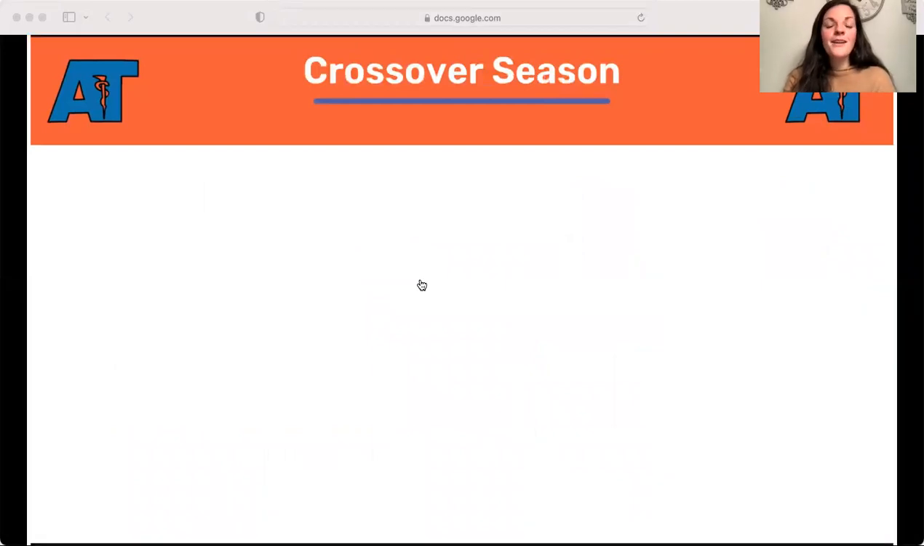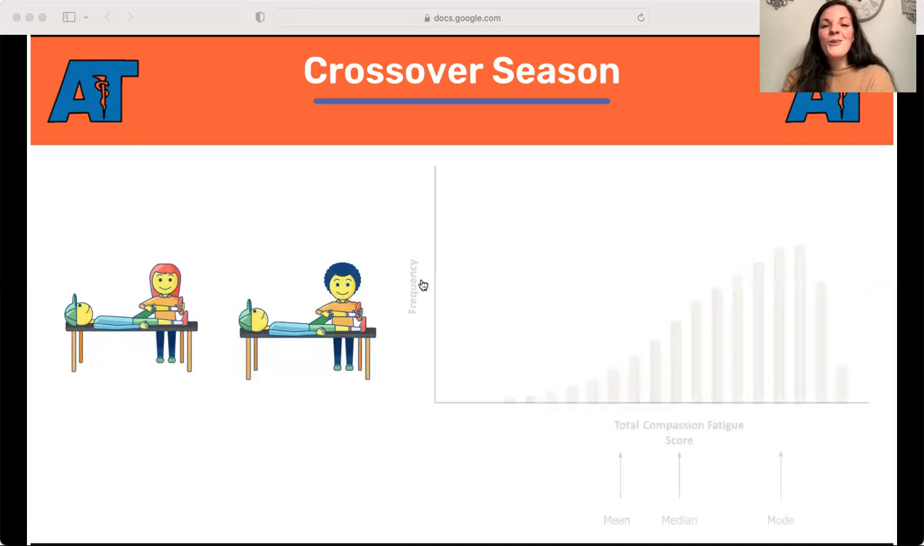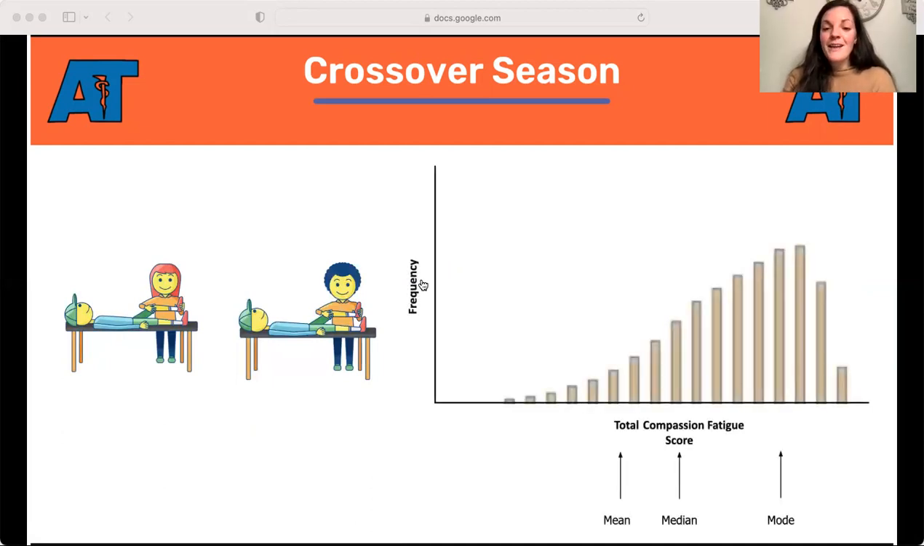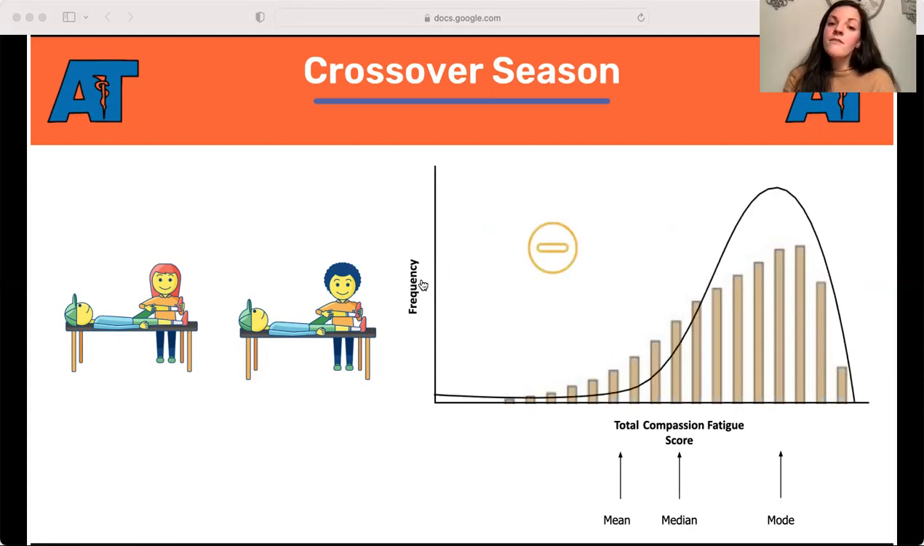However, let's run this again later on in the year when things get a little bit more hectic. So we're going to go ahead and run those same compassion fatigue scores. However, you can see now that the tail is on the left. And you can also see that the mean is less than the median, which is less than the mode. And visually, you're going to be able to see that this is going to be a negatively skewed distribution.